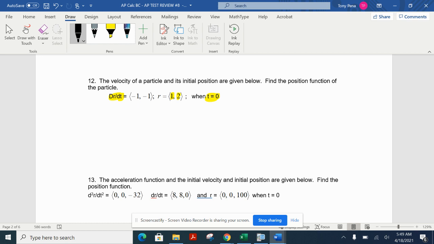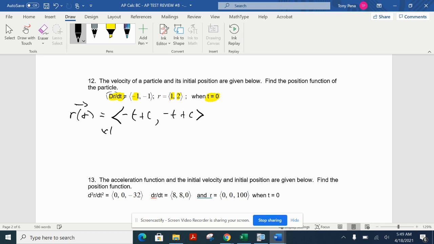All right, so when it says the velocity of a particle and its initial position are given below, find the position of that particle. So the way we did this is we took this and we found the antiderivative. So the antiderivative of dr dt would be r of t. The antiderivative of -1 with respect to time would just be -t plus your constant. So that's our x position currently. And then our y position would be the exact same thing. The antiderivative of -1 would be -t plus c. And then that's our y position.